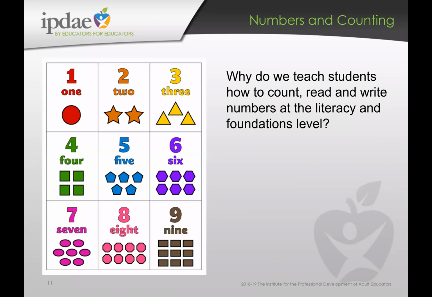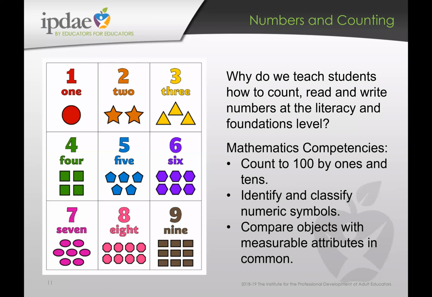So why do we teach students how to count, read, write numbers at the literacy and foundation? Why is that important at that level? So I would like to solicit some responses from you. So please use the Q&A tab. Type in your reason. Why do you think this is important at the literacy and foundations level? At the early stages, why do we have to teach numeric symbols, words of numbers, and just literally teaching them how to count? So I'm going to be waiting for your responses, but I'm going to continue moving on and then circle back to your responses as we move along.